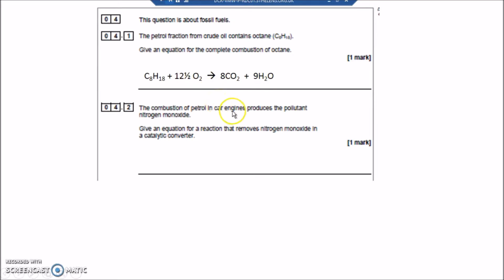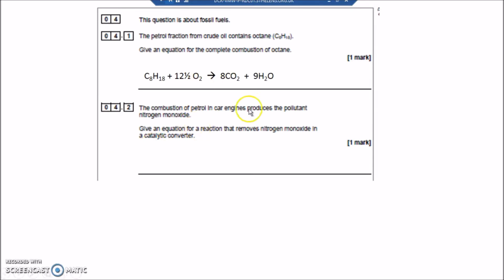The combustion of petrol in car engines produces a pollutant, nitrogen monoxide. Give an equation for the reaction that removes nitrogen monoxide in a catalytic converter. So what a catalytic converter is, it removes 2 very poisonous gases, nitrogen monoxide and carbon monoxide. So if I get any of the petrol that is incompletely combusted, so incomplete combustion in a car engine, that's likely to happen, remember, because you haven't got a plentiful supply of oxygen coming into a car engine. There's a limited supply, so I'm going to make some carbon monoxide due to the limited supply of oxygen coming into a car engine.